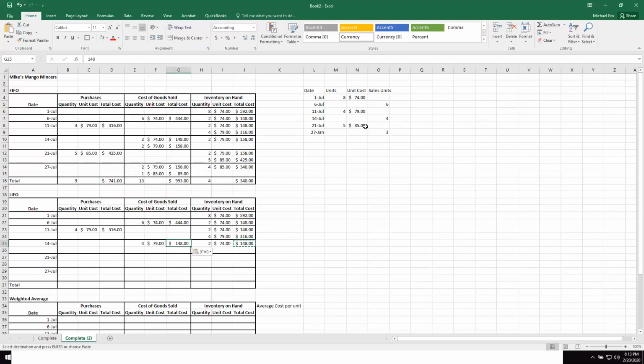On the 21st of July, I purchased 5 more units with a cost of $85. So now I have 2 units that cost $74, those are my oldest units, and 5 units that cost $85, that's my newer units.